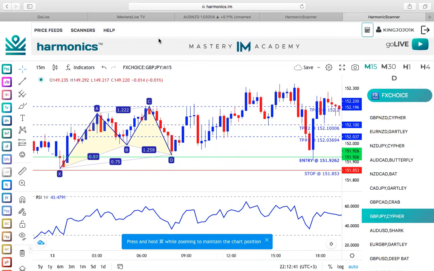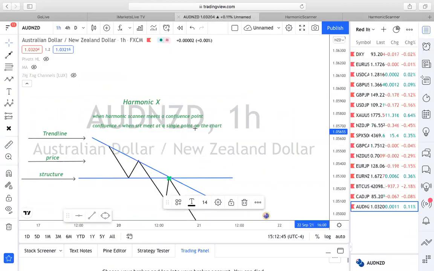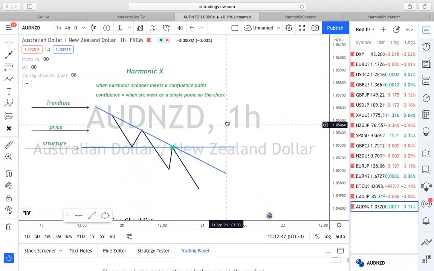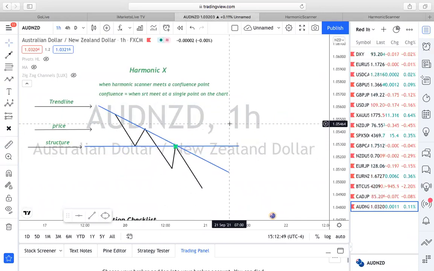All right, so check this out. Let's explain the Harmonic X strategy. I have everything right here. So the Harmonic X is when the harmonic scanner meets a confluence point. Now, what exactly is confluence? It would be this area right here.